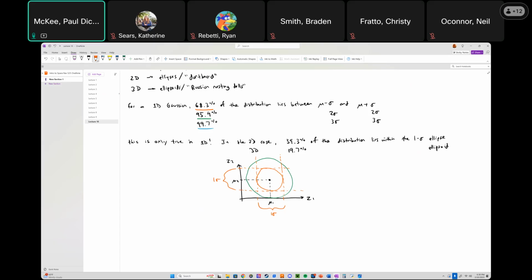But in this case, this is 68.3% of the distribution. And this is 68.3% of the distribution. But then within here, it's only 39.3% of the distribution.